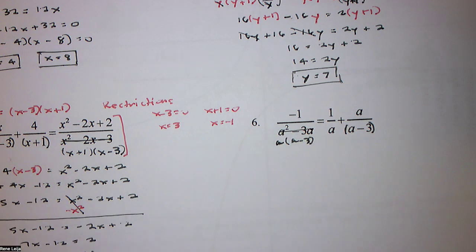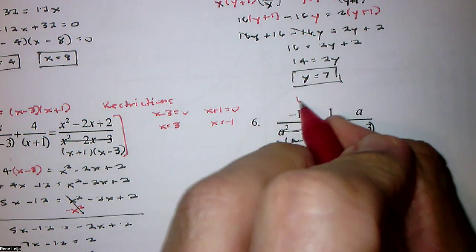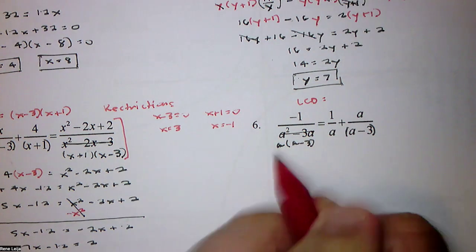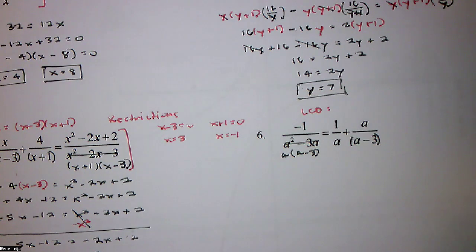Okay, so now for your LCD. Well, this denominator needs all of that. It needs an a and an a minus 3.